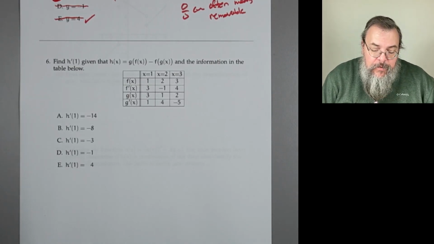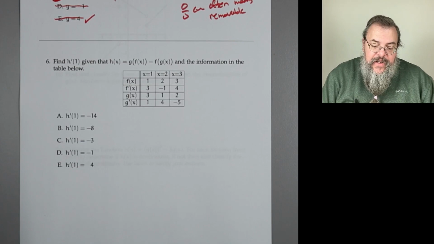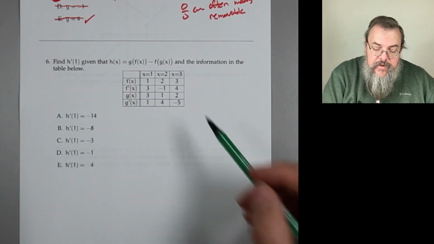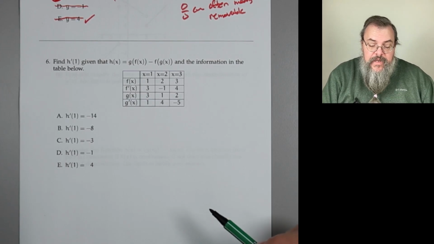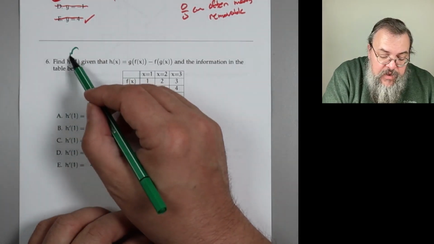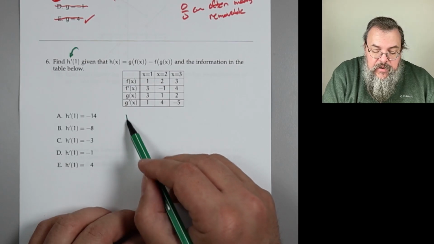Find h prime of 1, given that h of x is g of f of x minus f of g of x, and the information in the table below. All right, so notice we need to take a derivative because we see that prime. So this is testing our rules.